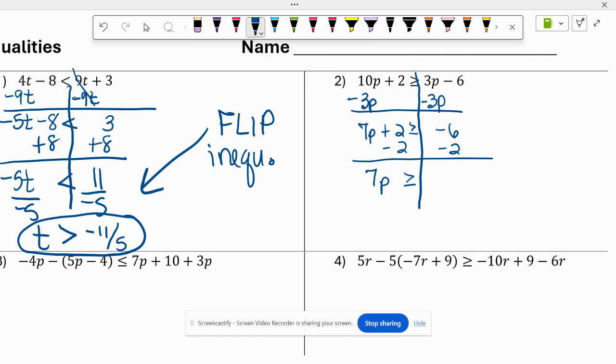7p is greater than or equal to, what is negative 6 minus 2? Negative 8.